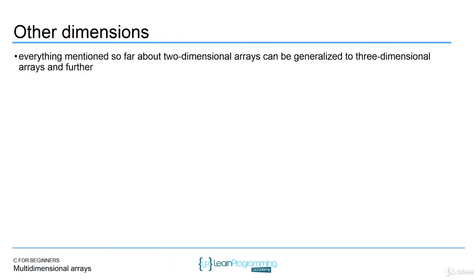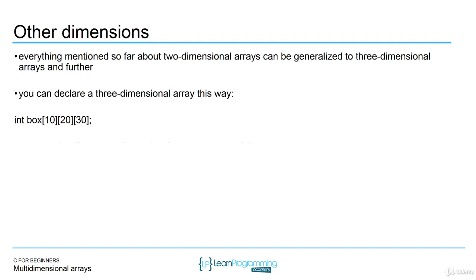Now, just because we said that we have 2 dimensions and we've been talking about that, you can actually have many other dimensions. Everything I've talked about with 2 dimensions also applies to 3 dimensions, 4 dimensions, 5 dimensions. So if you wanted to declare a 3-dimensional array, you would do it with 3 square brackets. So here's an array named box of type int of 10, 20, and 30.